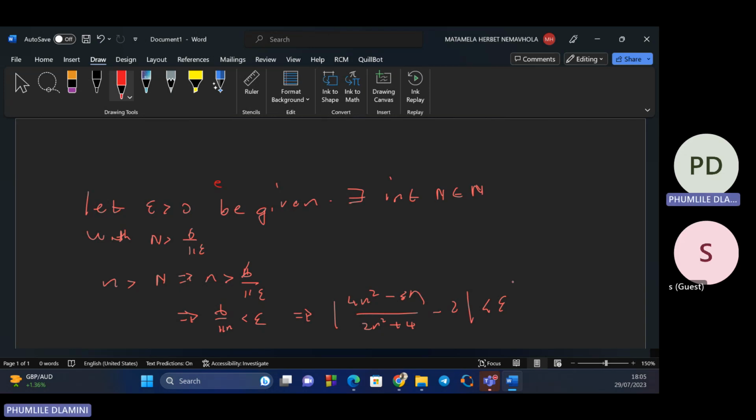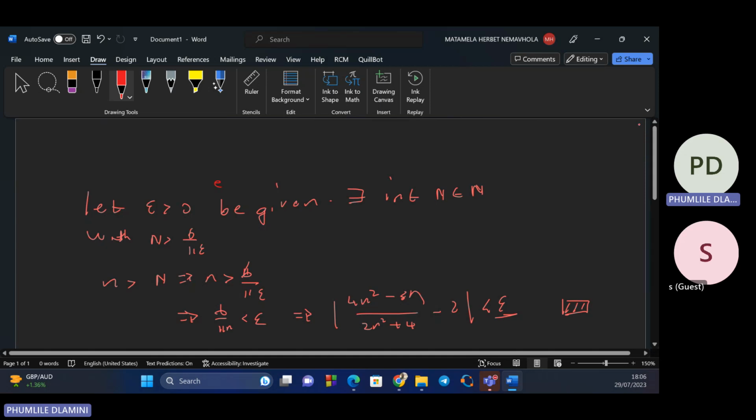Then my answer will end there. You end here. Then this is the end of this question. So any question? Where did epsilon come from? Or epsilon, this e. Yeah, we are working based on the definition.